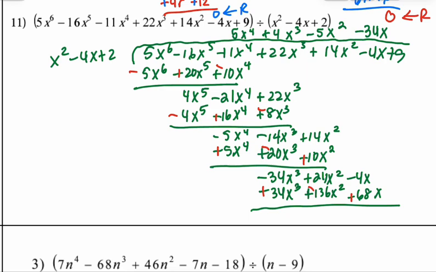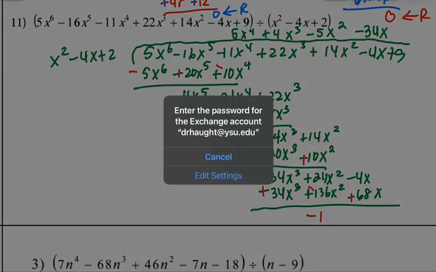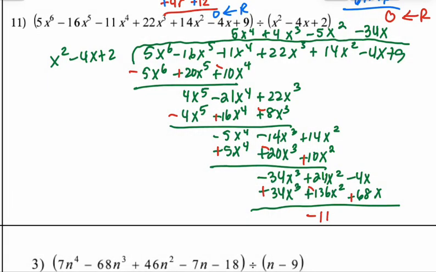Okay, so our 34x's went away. 24 minus 136 is negative 112. 68 minus 4 is positive 64. And the last thing we have to bring down is a 9. And then what times x squared will give me negative 112x squared? Negative 112.